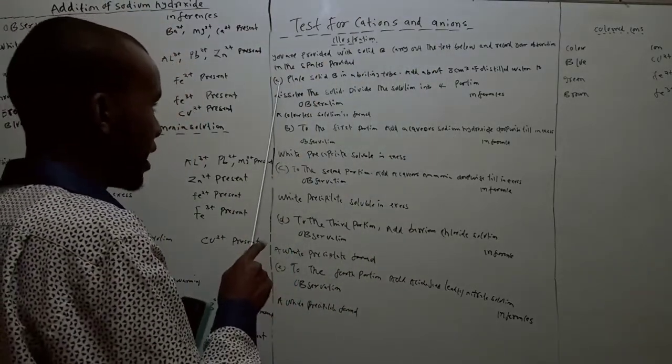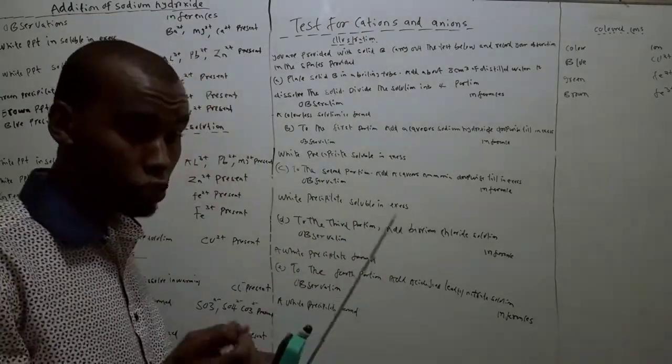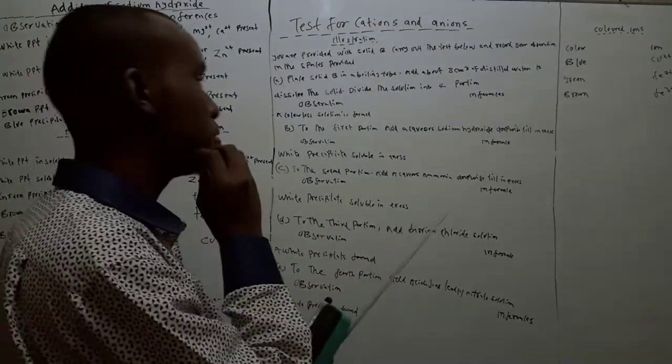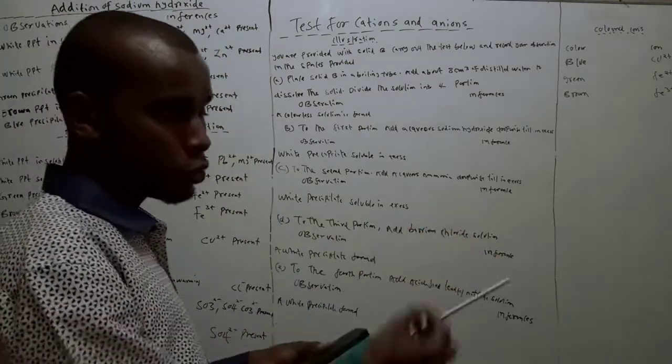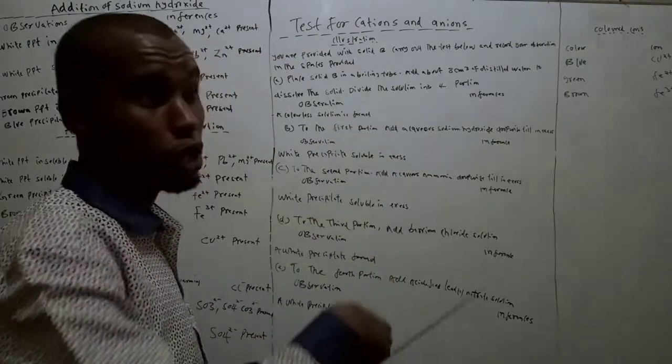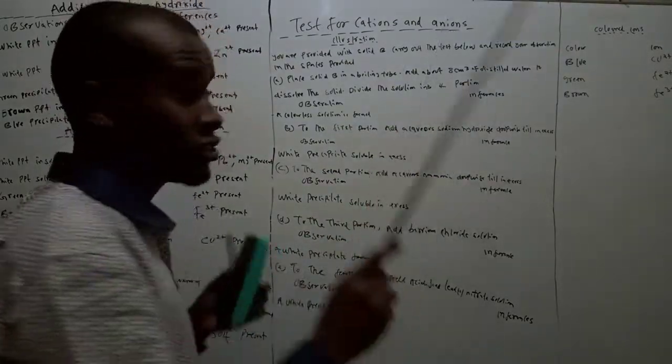So we are told that number A, place solid B in a boiling tube. Now you take a boiling tube, then you place solid B in the boiling tube. That means you add that solid B which is provided in the boiling tube. Then you add 8 cm of distilled water.